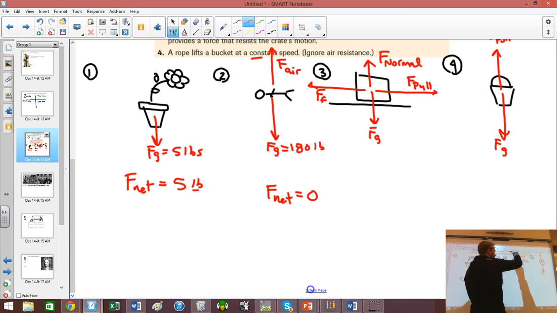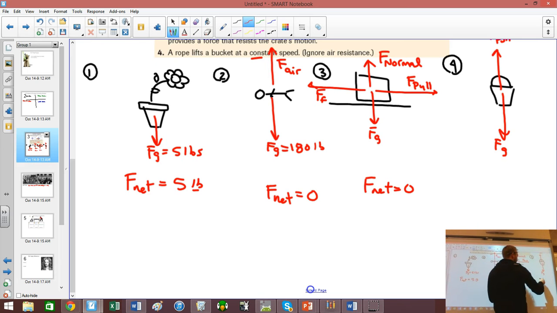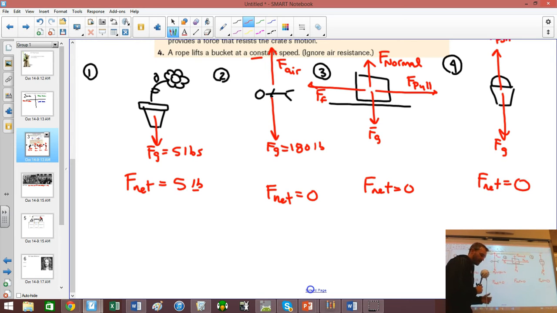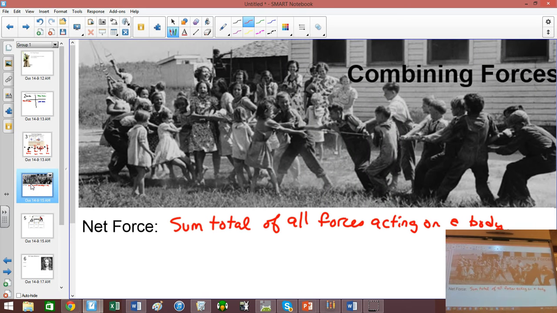Same with this crate. Gravity equals the normal, the pull equals the force of friction, so the net force in this case is also 0. And the same way in this last one, it's 0. Now, there's a special thing that happens if the net force is 0. We call it equilibrium. If something is in equilibrium, just like its name implies, the forces are equal and opposite.